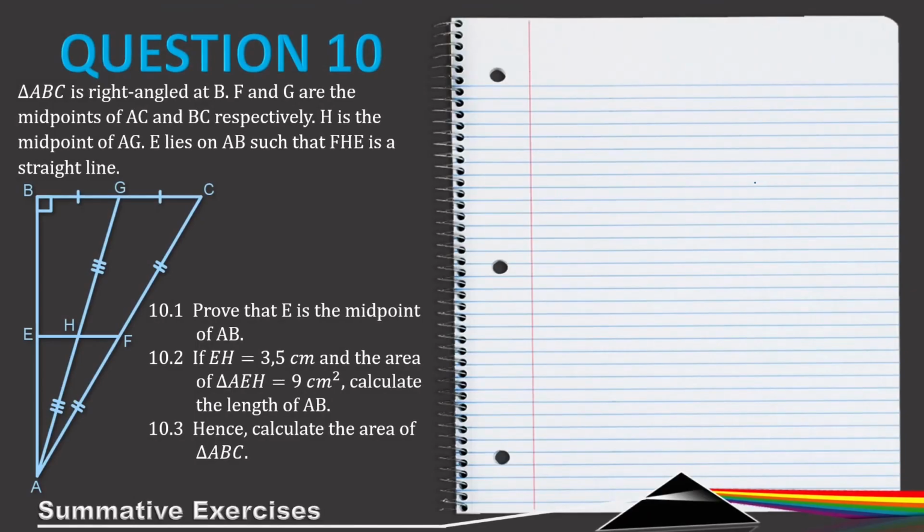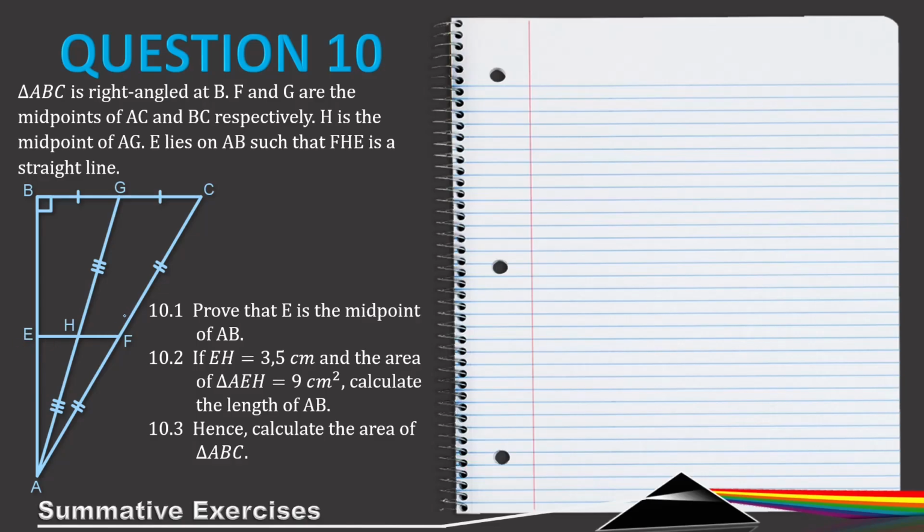Final question, question 10. Triangle ABC is a right angle at B, and then F and G are the midpoints. So F is the midpoint of AC, and G is the midpoint of BC. H is the midpoint of AG, and E lies on AB such that FHE is a straight line.